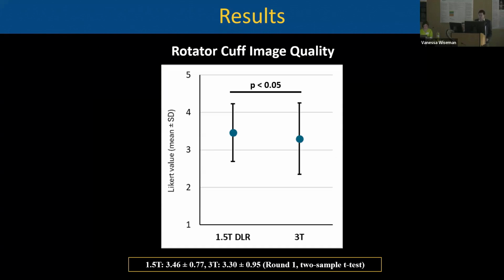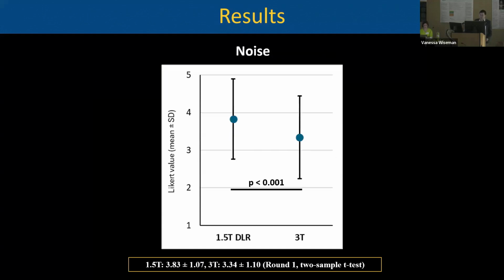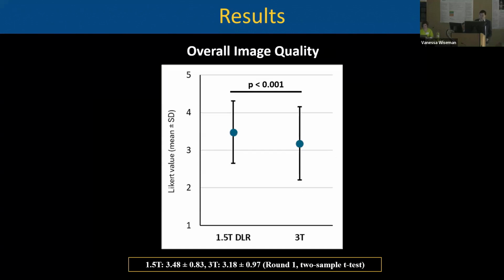Here we have rotator cuff image quality with the dots indicating the mean Likert value, and the error bars are the standard deviation. But we saw the same pattern across the board, including for labrum image quality, noise, artifacts, and overall image quality, which was really our most important variable. So our 1.5T DLR scans had a mean Likert value of 3.48 compared to 3.18.